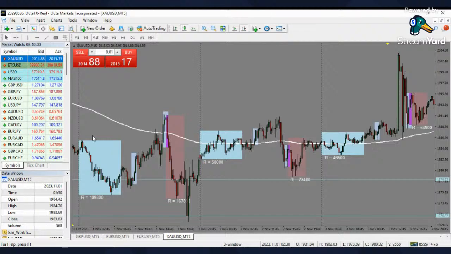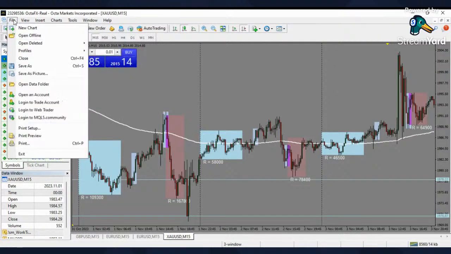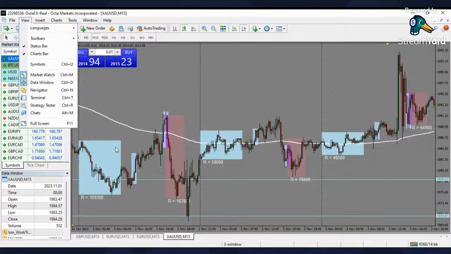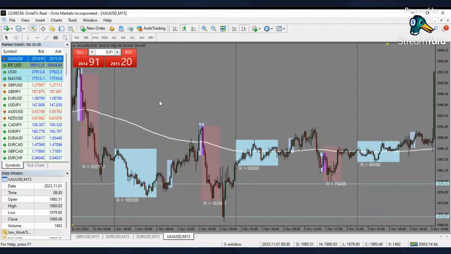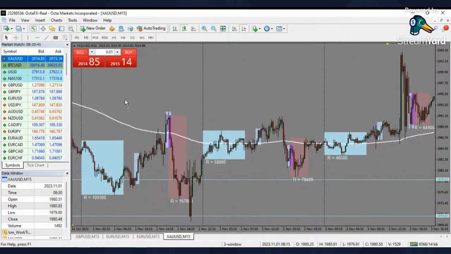I would like you guys to know there's a way to install this template on your OctaFX. I will try to get it.